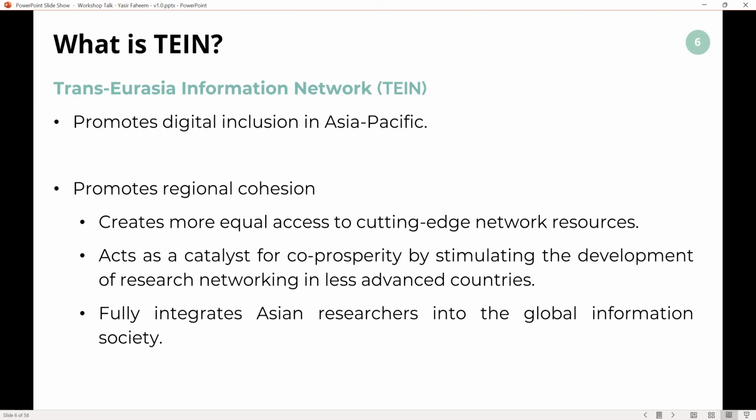Why? To create more equal access to cutting edge network resources that most of the countries in the region do not have. And it acts as a catalyst for co-prosperity by stimulating the development of research networking in less advanced countries that are members here.